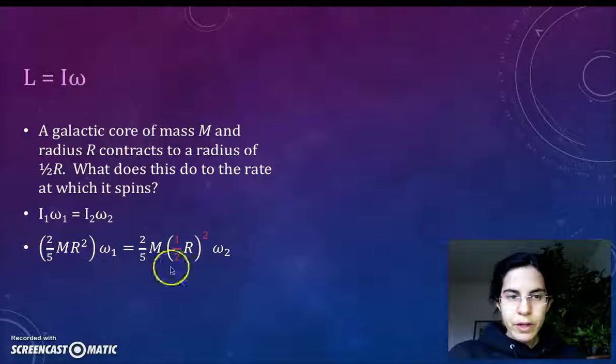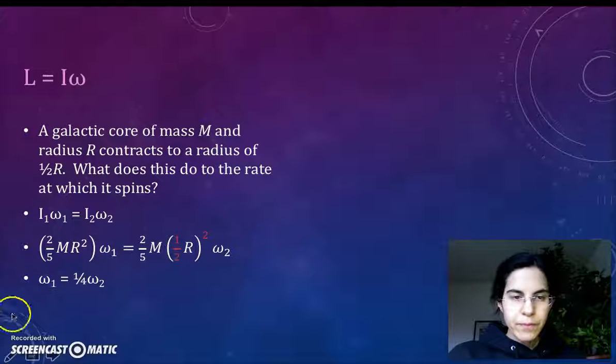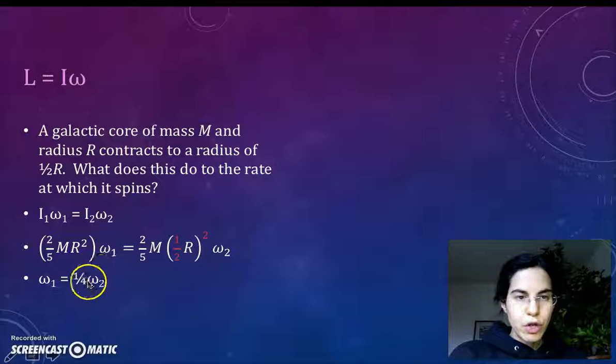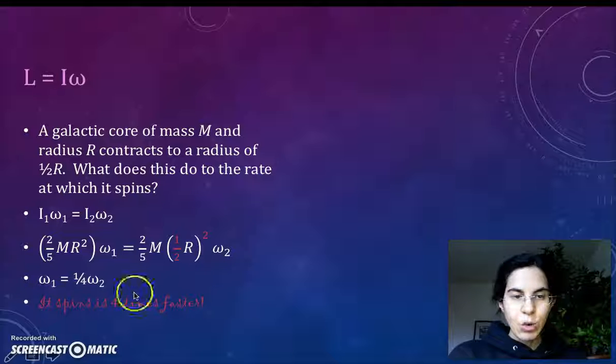Ready? Cancel out the m's, cancel out the r's, cancel out the 2/5. What's left? Got 1/4 on the right-hand side. Omega 1 is 1/4 of omega 2. Now, we were solving for omega 2, the new rate of spinning. Multiply both sides by 4. You'll get omega 2, the new rate of spinning, is 4 times the old rate of spinning.